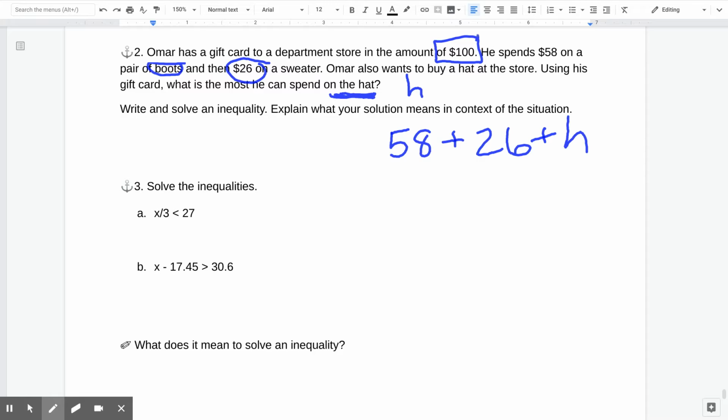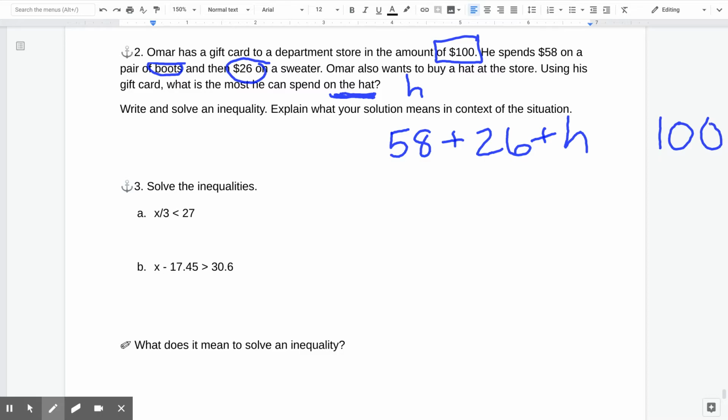Now for this situation, we're going to ignore tax, just because it makes it easier to solve, although you could certainly make it more complicated and add tax if you wanted to. But I know I have to take this $58 plus $26 plus the cost of the hat and tie it to the $100.